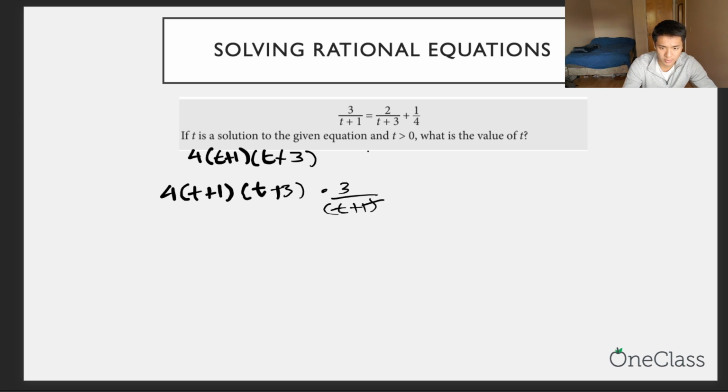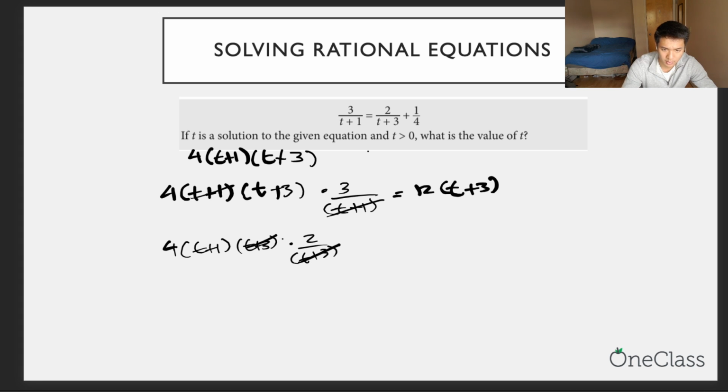So what we can do here is eliminate t plus 1, and then we get 12 times t plus 3, 12t plus 36, and that's what's left on that side. Okay, so let's do the other side here. Again, we use the same term on both sides, 4 times t plus 1 times t plus 3. Let's do 2 over t plus 3 first. So 2 over t plus 3.